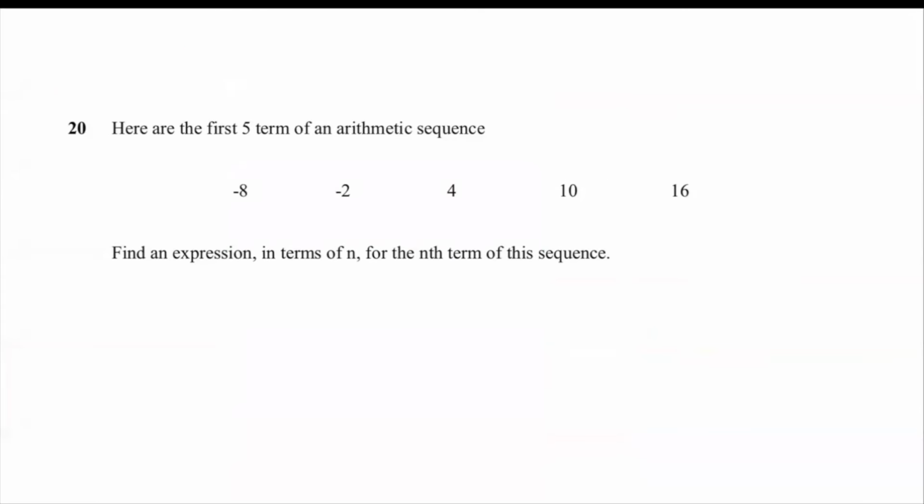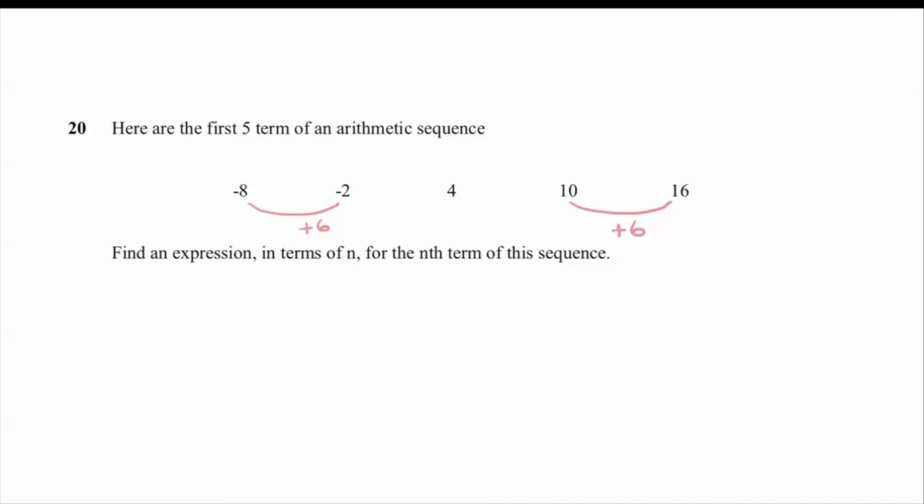Okay, we've got the first 5 terms of an arithmetic sequence, and we've got to write the nth term. So we need to see what it's going up in. To get from -8 to -2, we add 6. And if you're not comfortable or confident with your negatives, you could always go up to one of these positive ones and double check to see if that's still working.